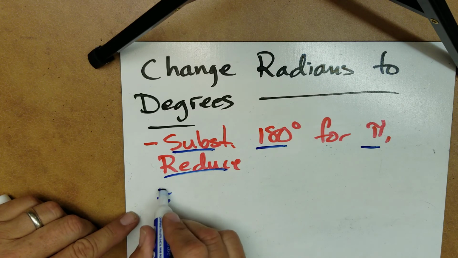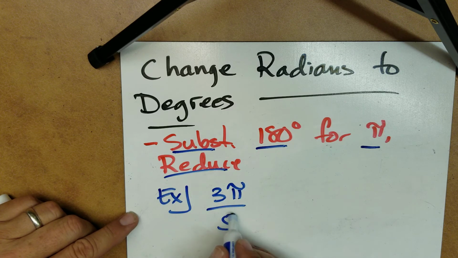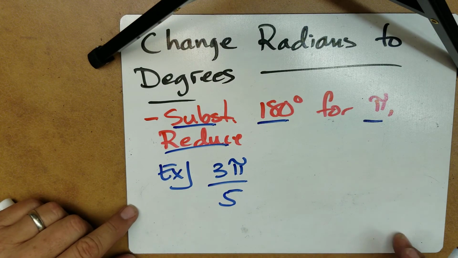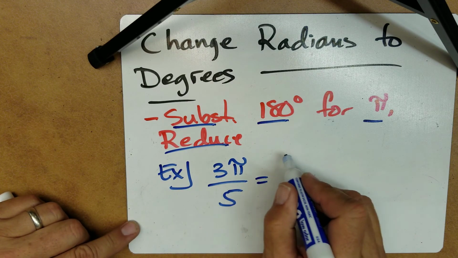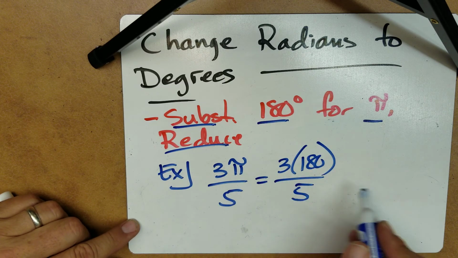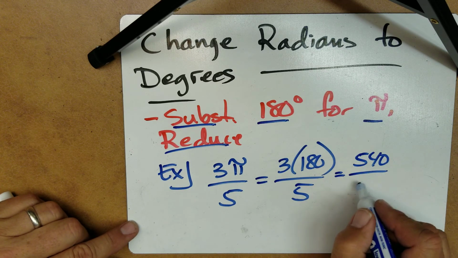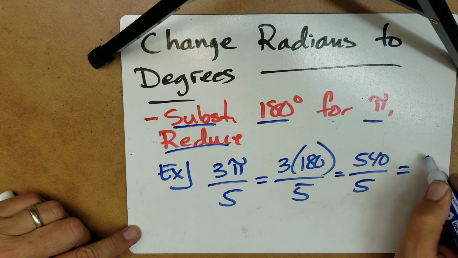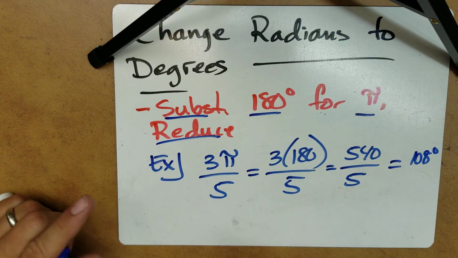What if I give you 3 pi over 5? All right, that's a radian, and I need to change it into degrees. Well, what did I say? Substitute 180 for pi. So, okay, let's go like this. 3 times 180, and divide by 5. Well, 3 times 180, that's 540. I got that. 540 divided by 5 like this. Well, if I just divide that, that's 108 degrees. Boom, done. That is simple.